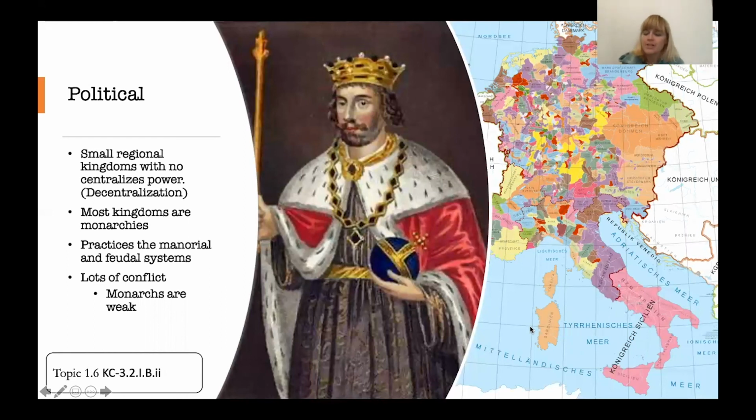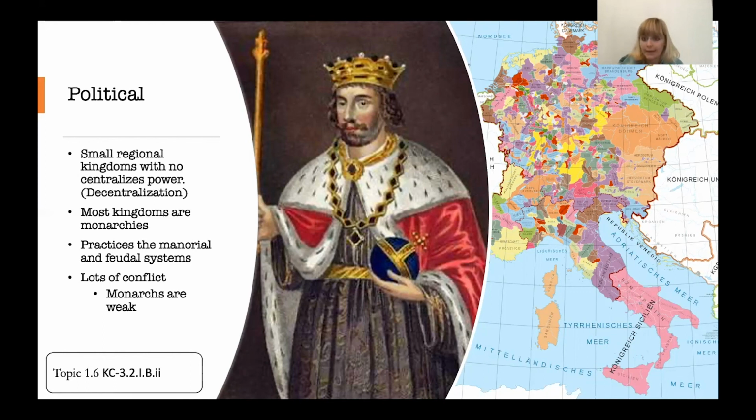So actually, I think this is a much better map that gives you a sense of what these fragmented regions are looking like. Okay, so this is actually a German map, which is why you see the German words here, but lots of different little kingdoms that are competing with each other. Okay, so in terms of the political situation, again, you're going to see a lot of decentralization.